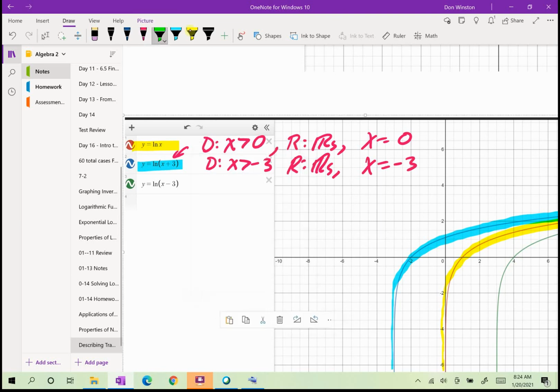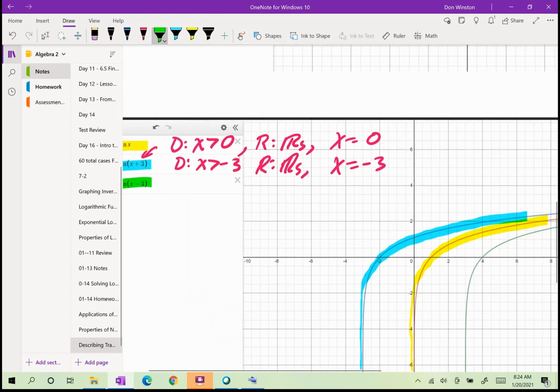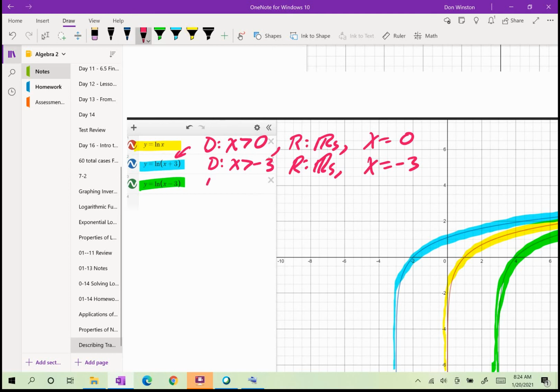And then lastly, let's see here. I have y is equal to the natural log of x minus 3. There I shifted the graph to the right 3, so that's that graph there. I shifted the asymptote to the right 3. So here my domain would be x is greater than 3. I can't have a value of 3. 3 minus 3 is 0, and you can't take the log of 0. And you can't have something less than 3, otherwise you'll get a negative. 2 minus 3 would give you a negative 1, so x has to be greater than 3. The range is, again, all real numbers. And then my vertical asymptote is the line x is equal to 3.